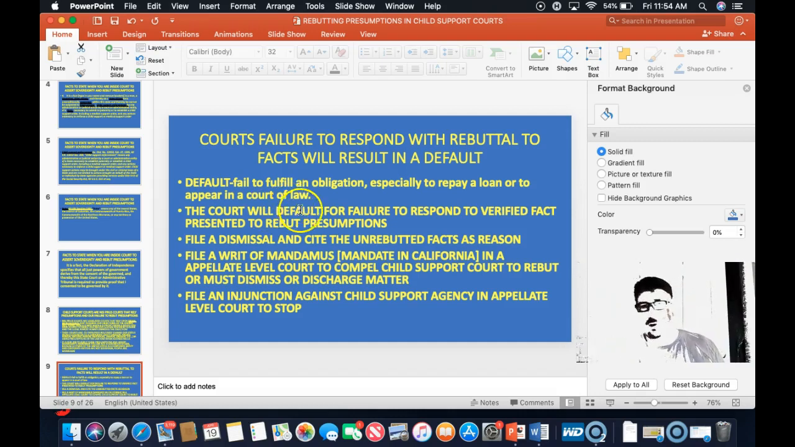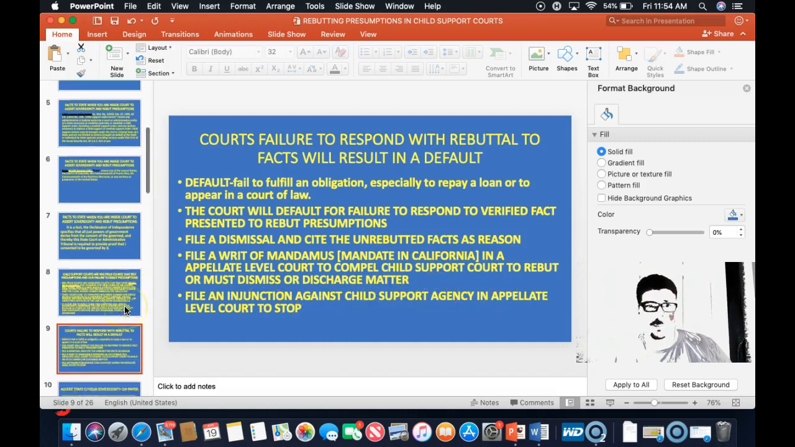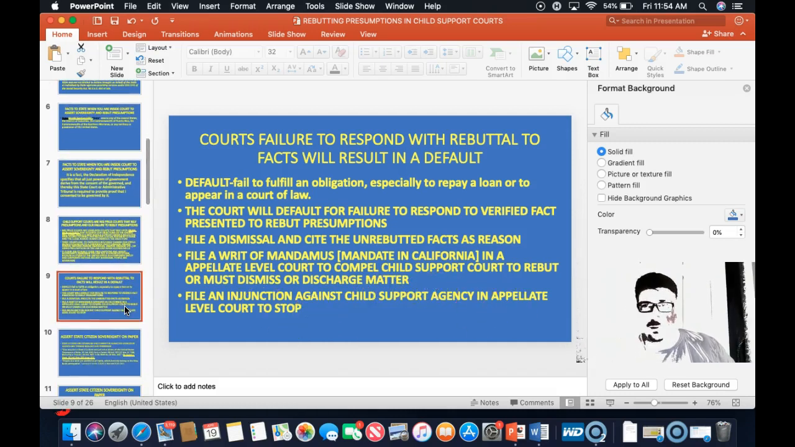The court will default for failure to respond to a verified act. You're going to file a dismissal and cite the unrebutted facts as reason. You could file a writ of mandamus in an appellate level court to compel the child support court to rebut, or it must dismiss or discharge the matter. In California, it's a writ of mandate. And I said this before, you're going to file an injunction against the child support agency in an appellate level court. Those of you that have my paperwork, you have injunction paperwork and you have cease and desist.